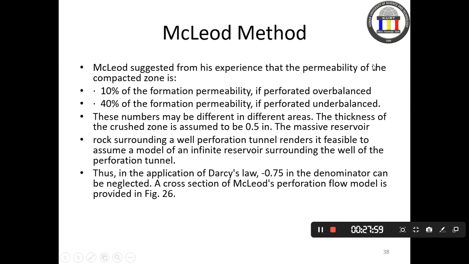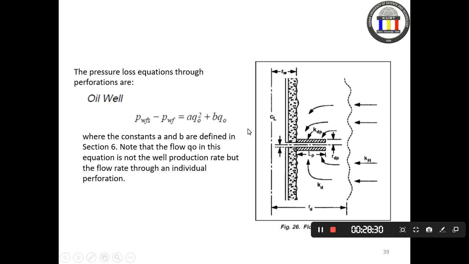Okay, McLeod suggested from his experience that the permeability of the compacted zone is 10% of the formation permeability if perforated overbalance. So it depends on whether you are doing the perforation overbalance or underbalance. In the other case, it is 40% of the formation permeability. So in both cases, the permeability is reduced. That's why the perforation is a very sensitive job, and we have to be careful with the perforation.